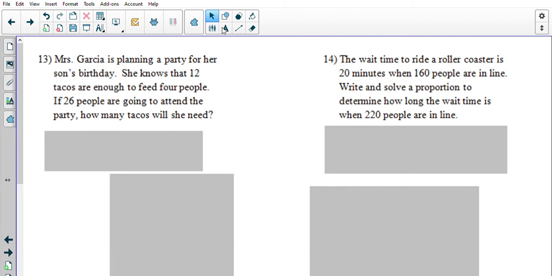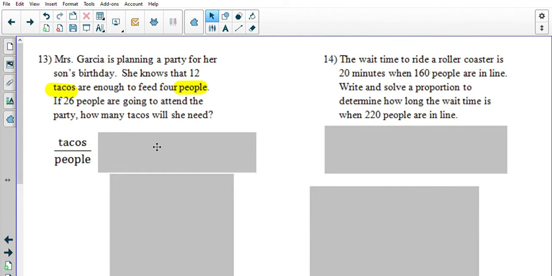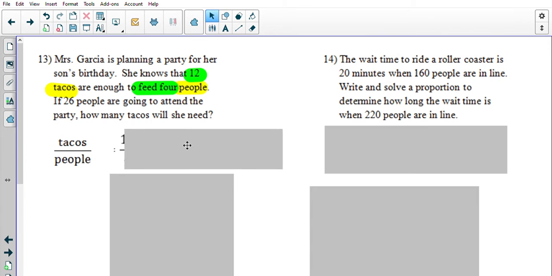So we're talking about two different things in this question. We're talking about the amount of tacos compared to the number of people. So I always start off by writing my fraction, tacos to people, or people to tacos. Now the first part of this, we know that 12 tacos are enough to feed 4 people. So I can write 12 over 4.